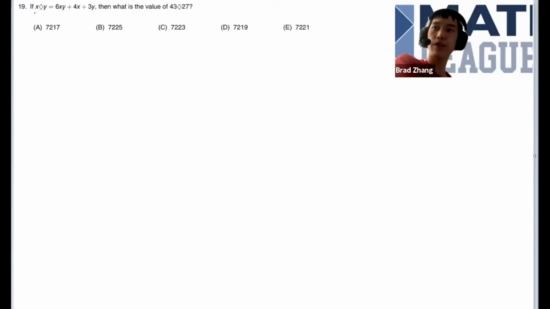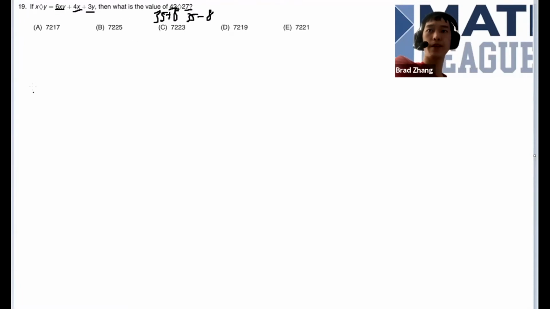Okay, what do we do here? If x diamond y, we have 6 times x times y, 4 times x, and 3 times y. So if you're doing this normally, you don't want to multiply everything out at the beginning, right? What do we see here? We see 43 and 27. These numbers stand out to me because they sum up to a multiple of 10, right? So what is this? This is 35 plus 8. And this is 35 minus 8, right?